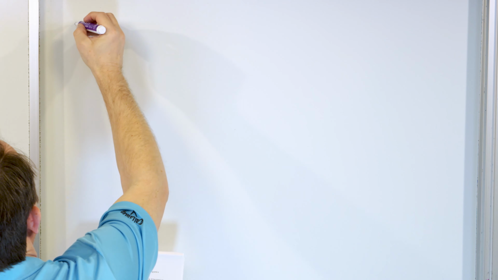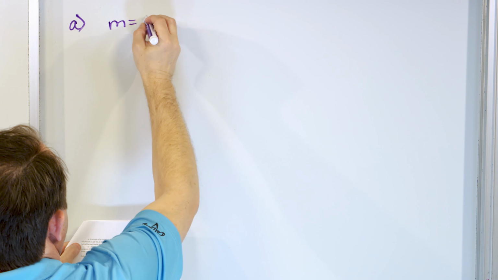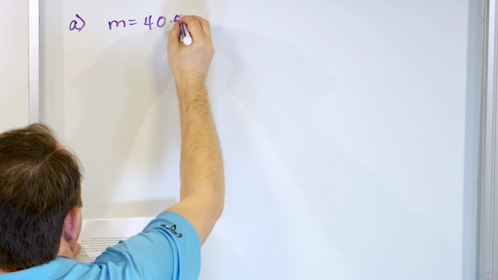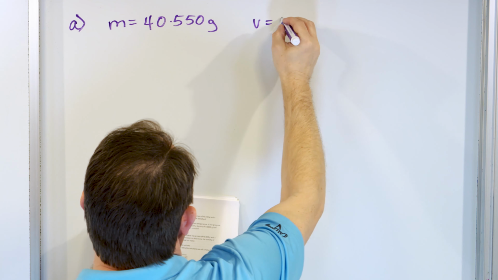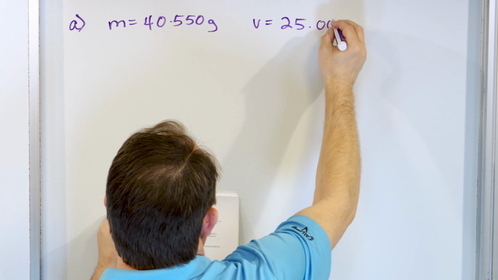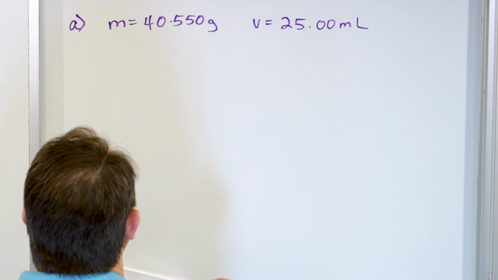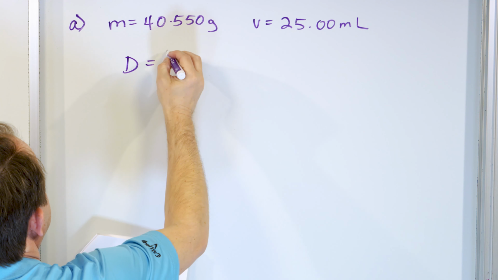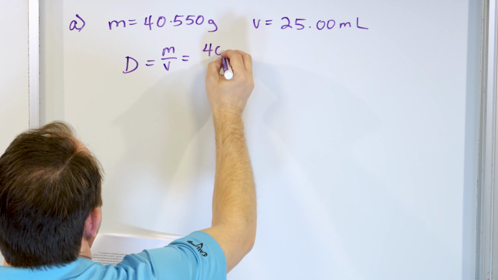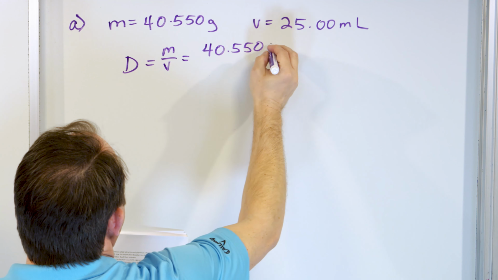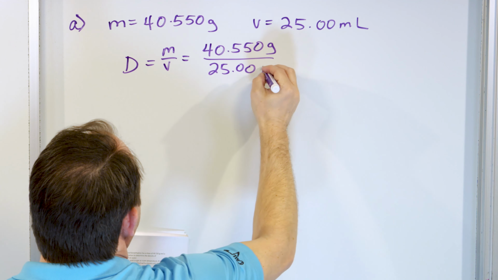So in this problem, part A, we are told that the mass is 40.550 grams. And we're told that the volume is 25.00 milliliters. And we're told the temperature there. So how do we determine the density? The density is always equal to the mass divided by the volume. And the mass is 40.550, in grams. And the volume is 25.00, in milliliters.